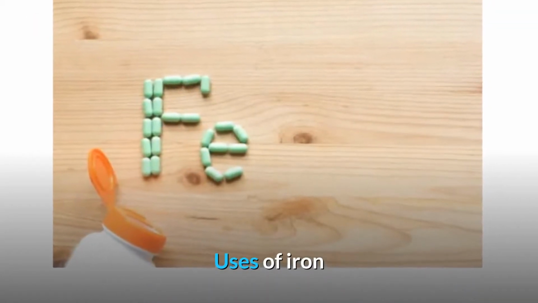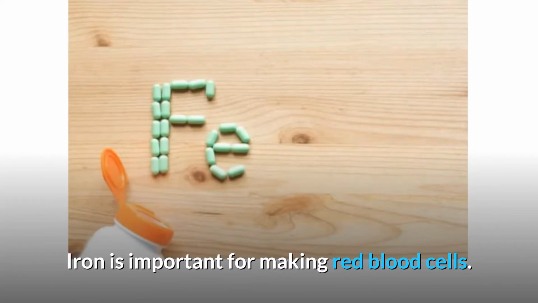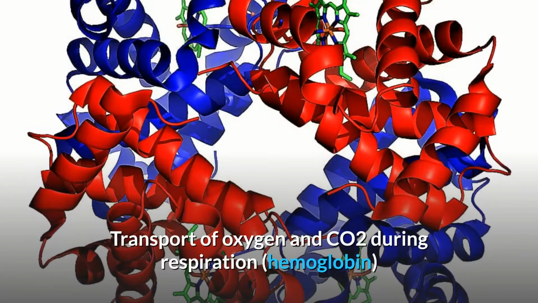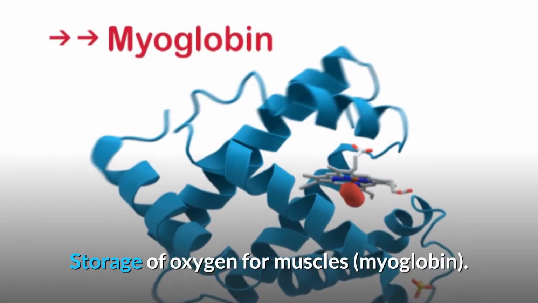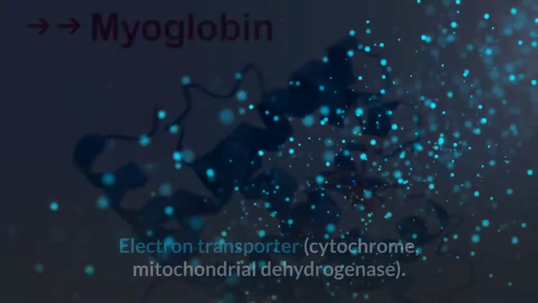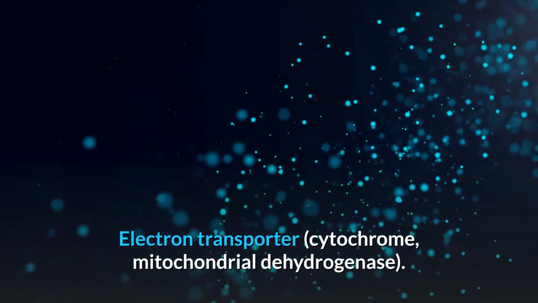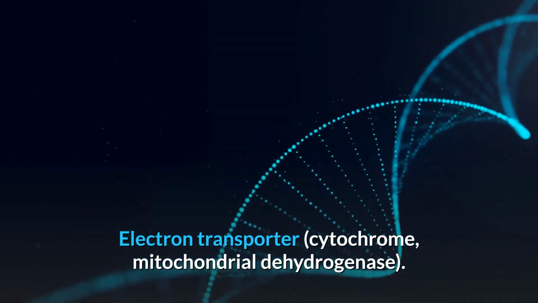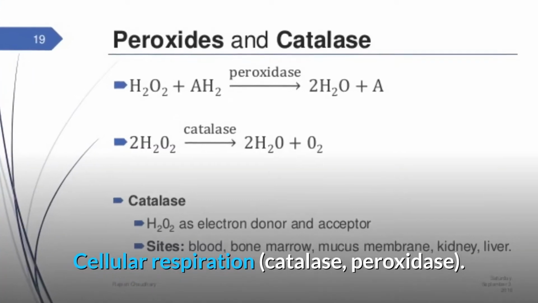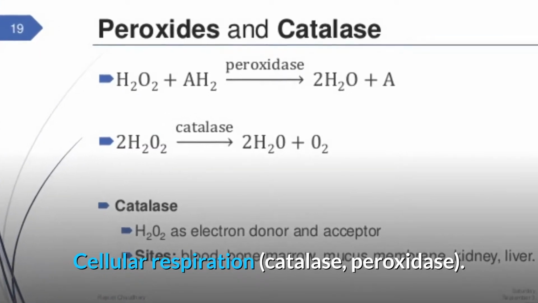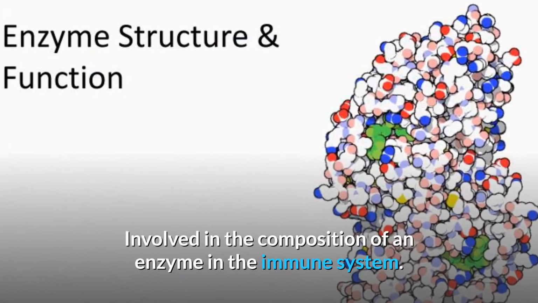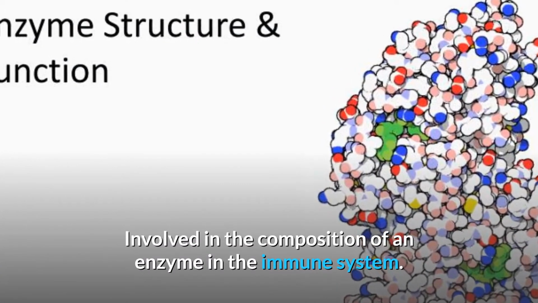Uses of iron. Iron is important for making red blood cells. Transport of oxygen and CO2 during respiration: hemoglobin. Storage of oxygen for muscles: myoglobin. Electron transporter: cytochrome, mitochondrial dehydrogenase. Cellular respiration: catalase, peroxidase. Involved in the composition of an enzyme in the immune system.